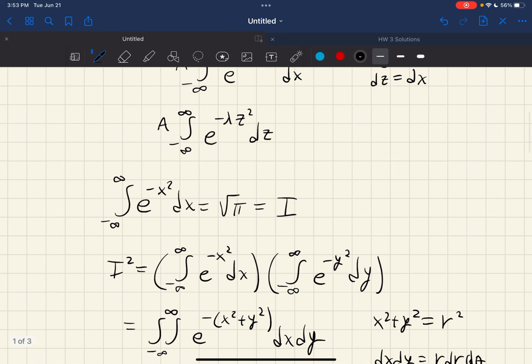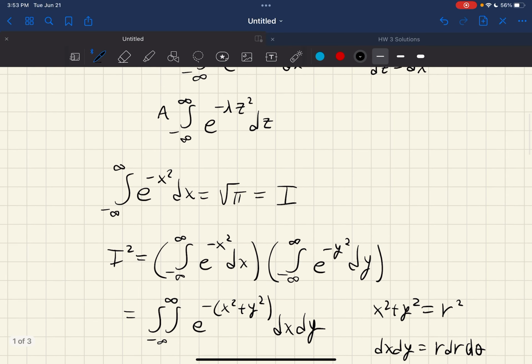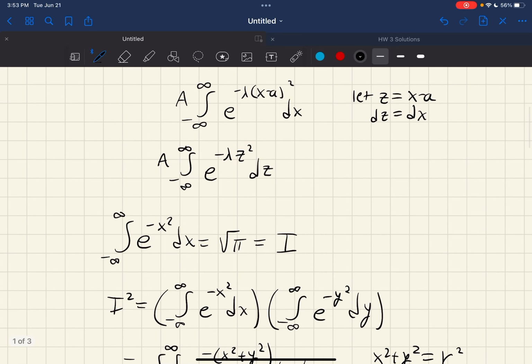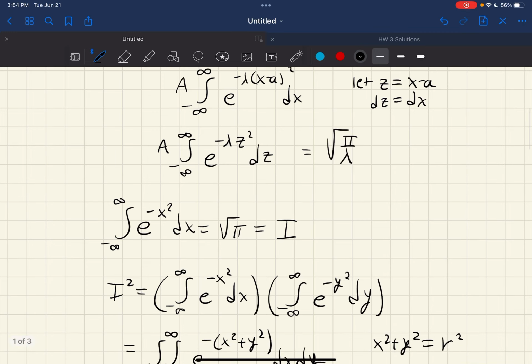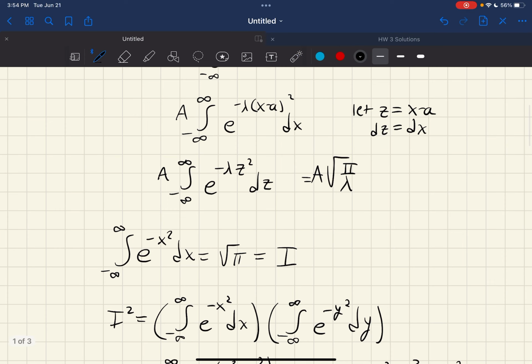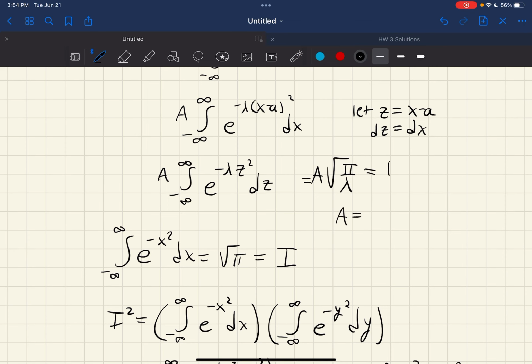So now that we have that relationship, if we add in this constant lambda, you can just make a new substitution, and you'll find that there's just going to be an extra factor of 1 over square root of lambda in the answer. So this answer will be equal to A times this root pi over lambda, which is this integral, and then this has to be equal to 1, which implies that A must equal root lambda over pi. And that's the final answer for part A.